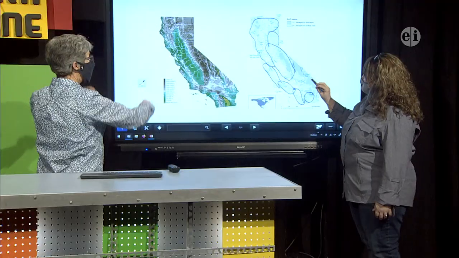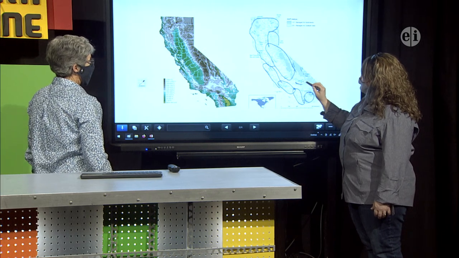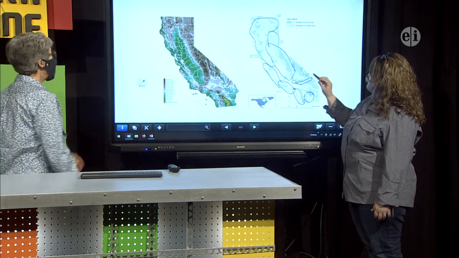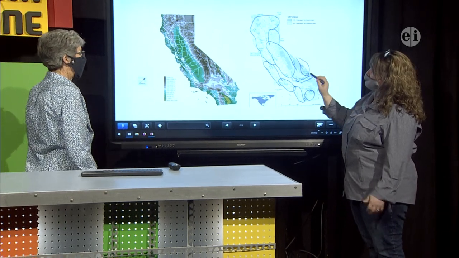Okay, now. Oh, you know what? There's a Mojave River. Oh, yes. Let's not forget that. In the desert. There we go. All right, so fresh water is the blue.